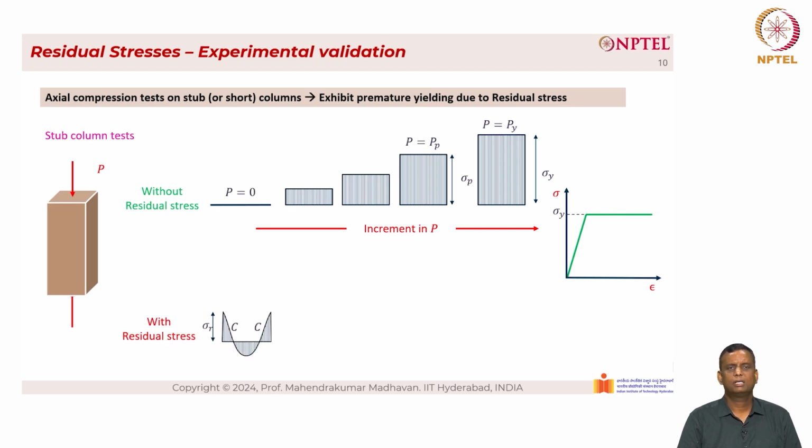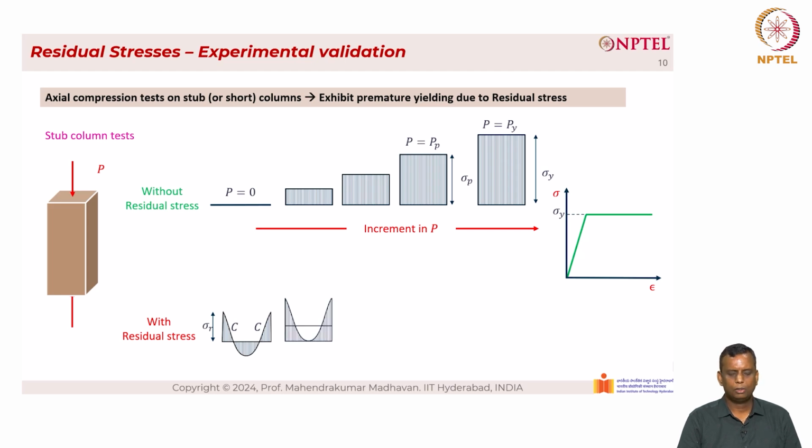To begin with, even before applying a single kilonewton of force, you have a residual stress pattern where there is compression on both edges of the flanges and tension at the center. This magnitude is represented by sigma R, which is typically 30% of your yield stress.